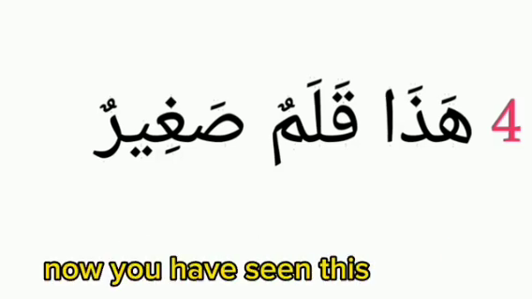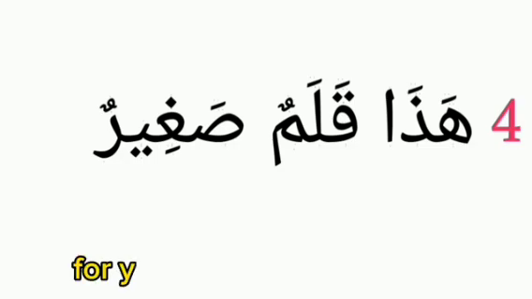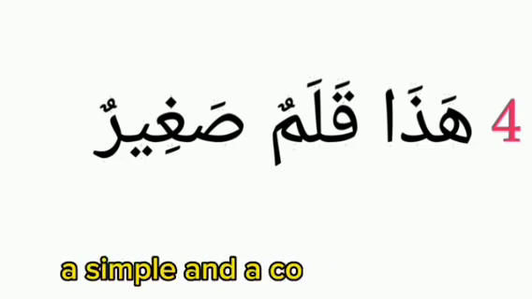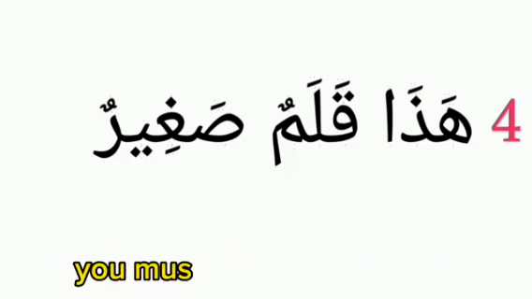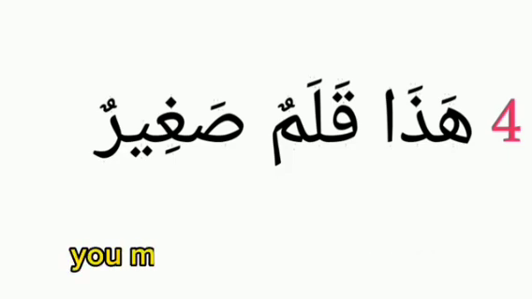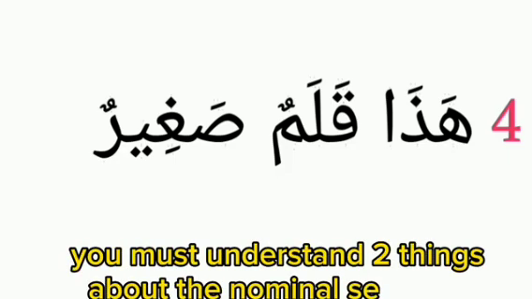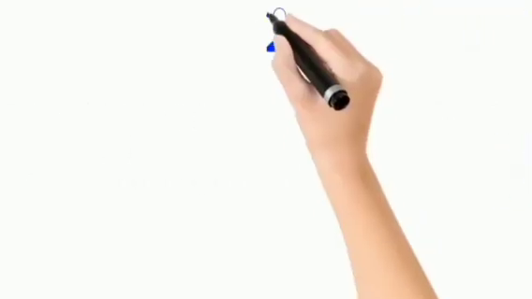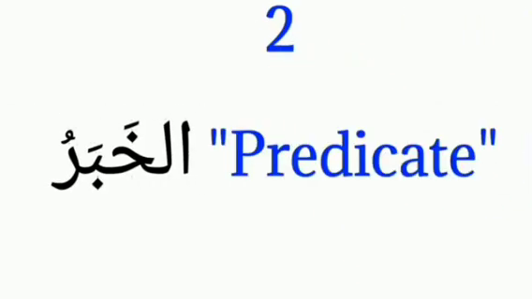Now you have seen these sentences. For you to be able to construct a simple and correct sentence, you must understand two things about the nominal sentence. Number one is called al-mubtada, which is the subject, and number two is al-khabar, which is the predicate.